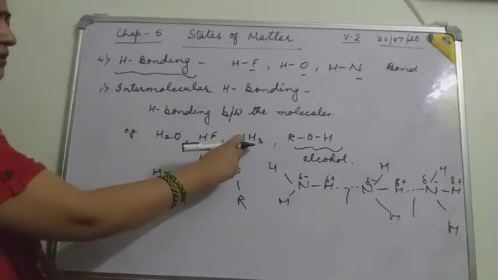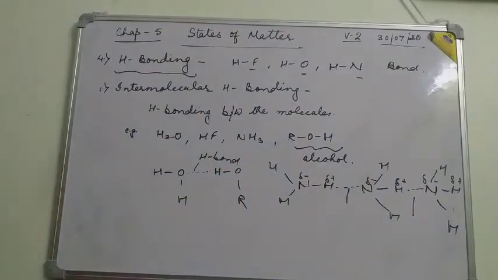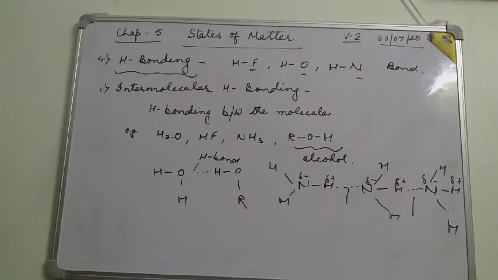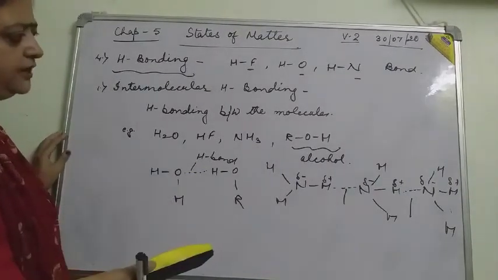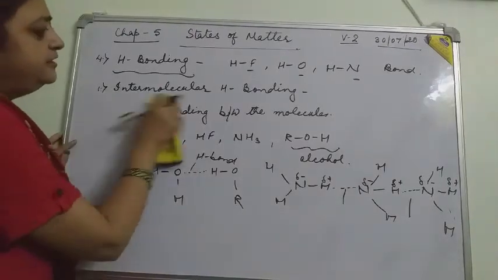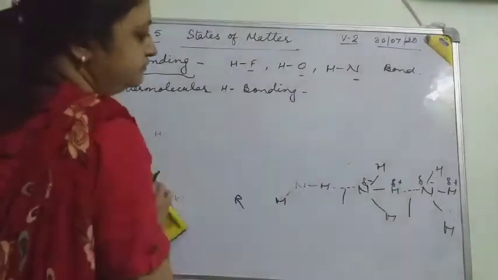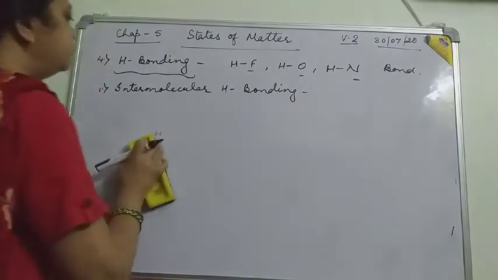Alcohol, NH3 and H2O can also form hydrogen bonding. So there are different types of intermolecular hydrogen bonding. Next is intramolecular hydrogen bonding. Intramolecular means within the molecule.